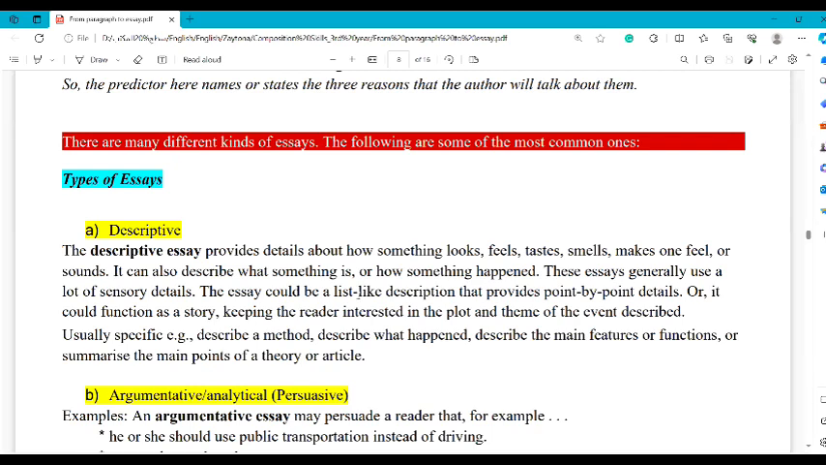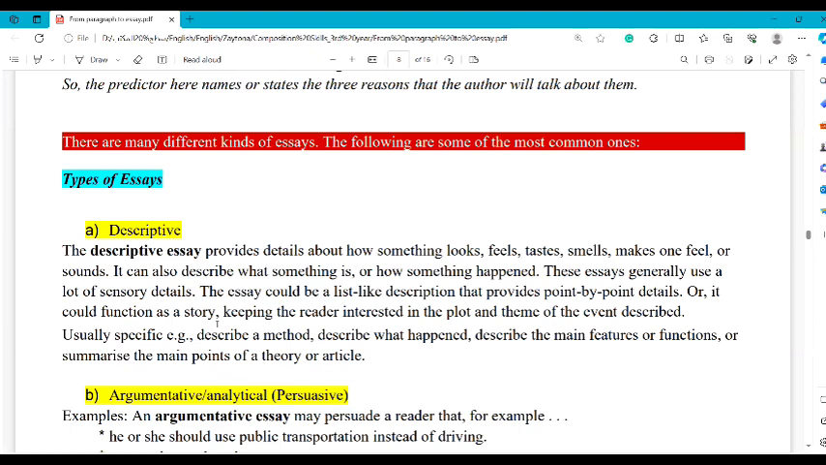These are sensory details. The essay could be a list-like description that provides point-by-point detail, because you are giving many details about something. Not necessarily something, it may be someone, when you want to describe your good friend, your role model, your example in life, yourself, your father, your brother, etc. Or it could function as a story.